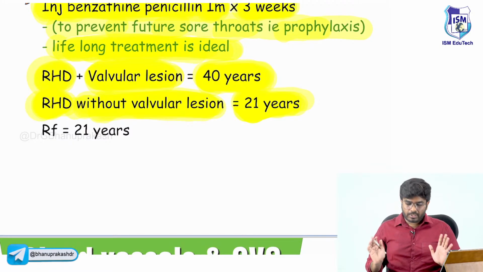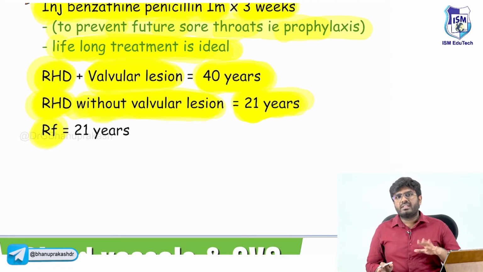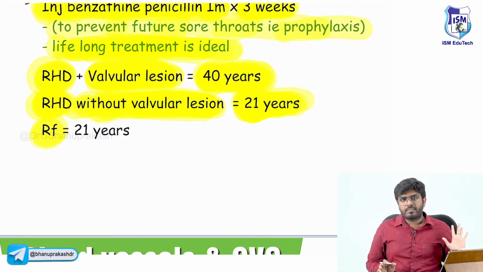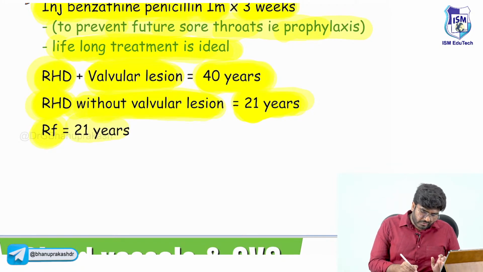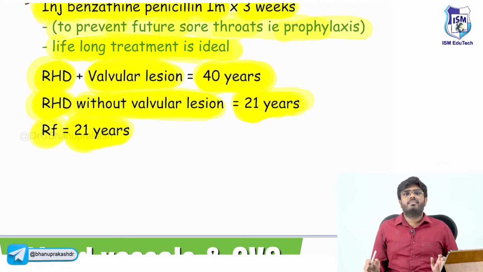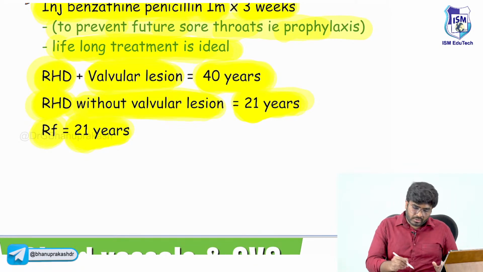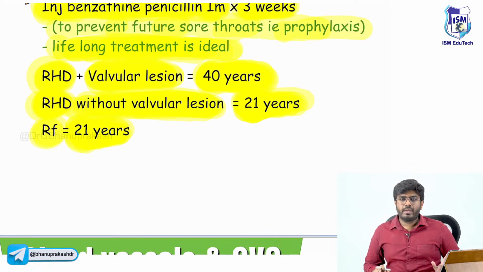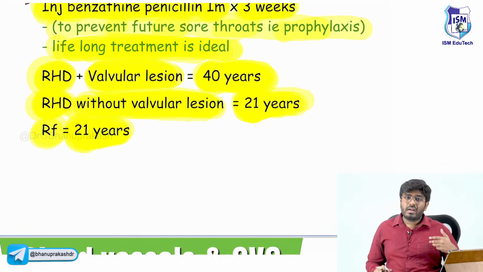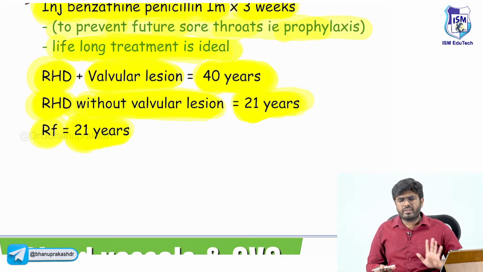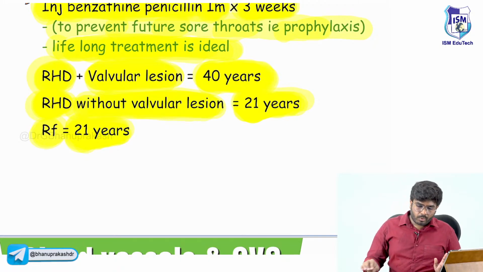Or if they mention simple rheumatic fever, they are not saying whether the heart involvement is there or not, simple rheumatic fever, sir, how much time do you have to take the prophylaxis? Okay, 21 years, sir. If heart involvement is not there, then 21 years. If the heart is not involved, 21 years. Heart is involved and the valves are involved, 40 years. Heart and valves both are involved, rheumatic heart disease with valvular involvement, 40 years. Only heart involved, 21 years. Rheumatic fever, 21 years, that's it. Okay, so these are the important points which I want you to know.